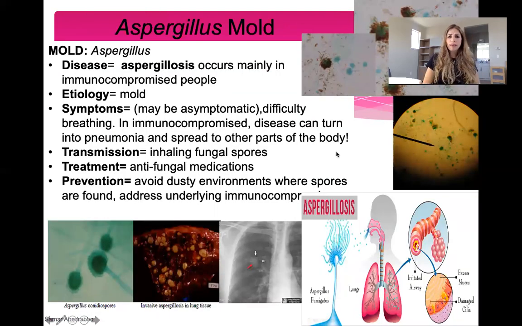Now we're going to talk about two diseases, two pathogenic molds. There's a mold called Aspergillus, and it causes the disease Aspergillosis, which mainly occurs in immunocompromised people. Remember we said that a lot of mold causes mycoses, which are opportunistic fungal infections. So the cause of Aspergillosis is mold. That's the etiology. The symptoms: it can be asymptomatic, but typically the main symptom is it's hard to breathe.